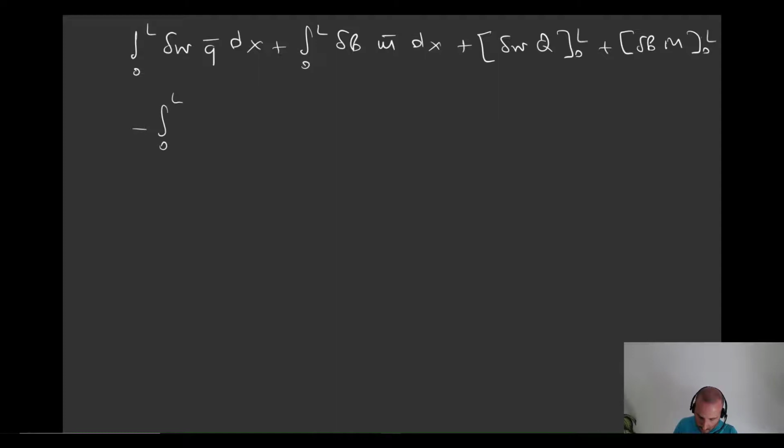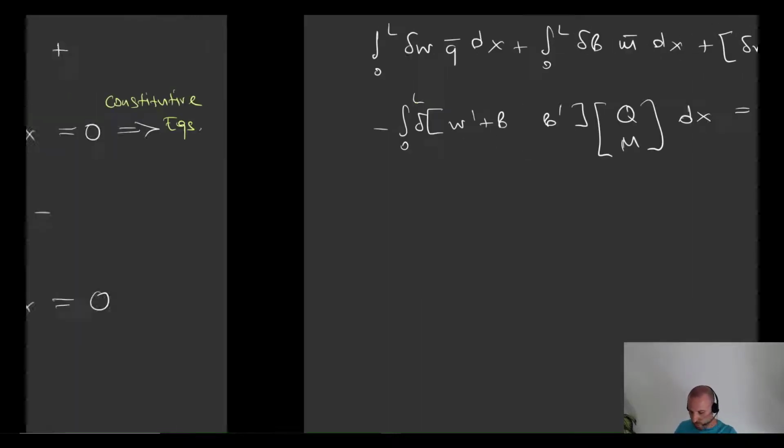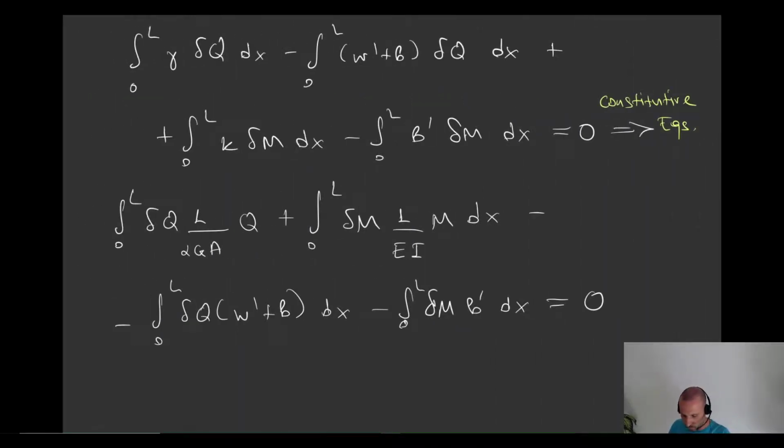0 to L, the vector, it was a virtual vector in this case, of W prime plus beta, and the next term was beta prime, and multiplied with the Lagrange multipliers, or the transverse shear forces and the moments, dx. And this has to be equal to 0. The next equation, the equation that we just laid down before, I'm going to also write it in a matrix form that will help us a lot with the finite element formulation.